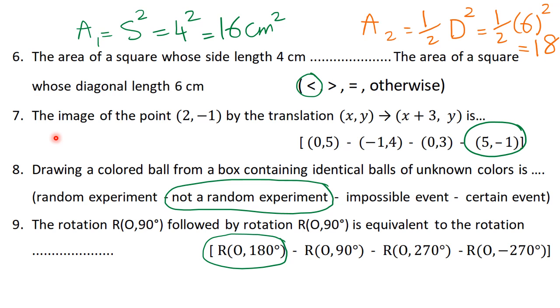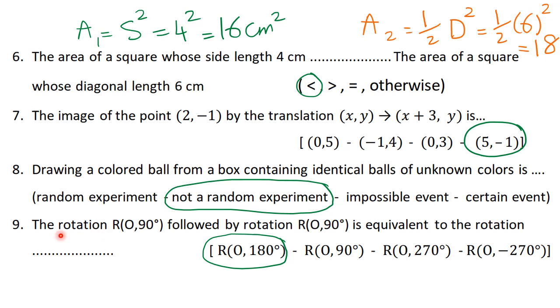Question 8, saying drawing a colored ball from a box containing identical balls of unknown colors. Since we don't know the colors of the balls, and that is a must for it to be called a random experiment, we can't call that a random experiment, so the answer will be not a random experiment.